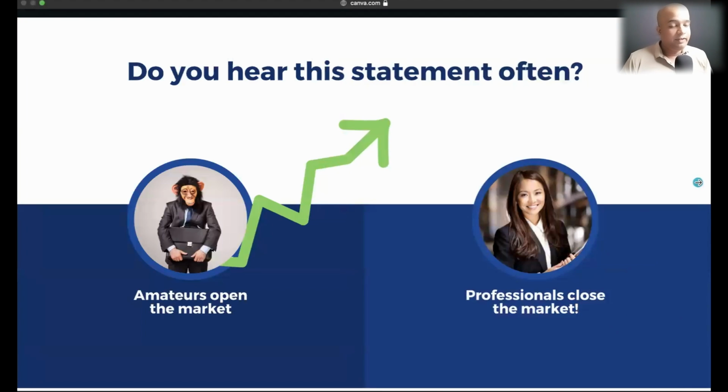Basically, we hear this statement, right? Amateurs open the market, professionals close the market. So most probably you would have heard this statement, right? So do you believe this statement? Amateurs open the market and professionals close the market. So you can think in your mind. Most probably the problem with us is we immediately agree with it. We don't even validate it, or we agree to it blindly.